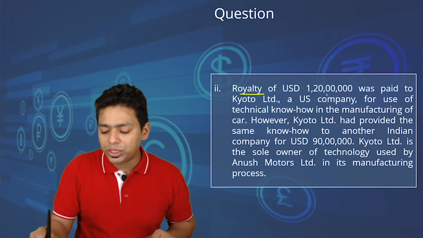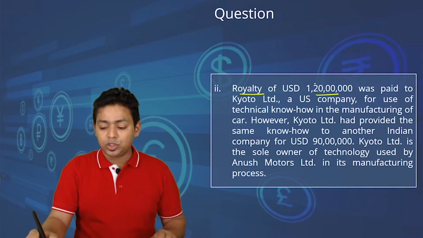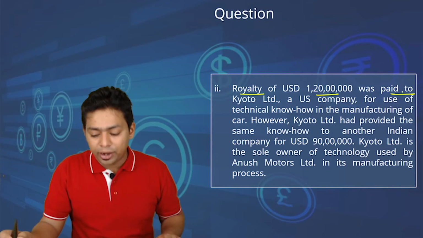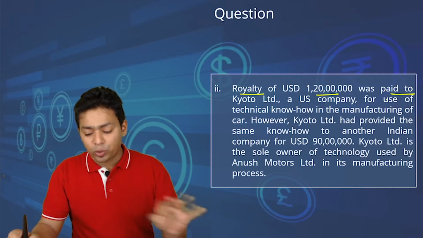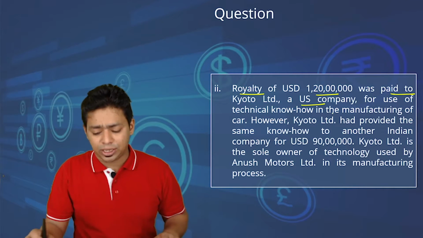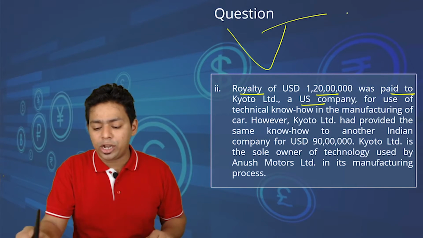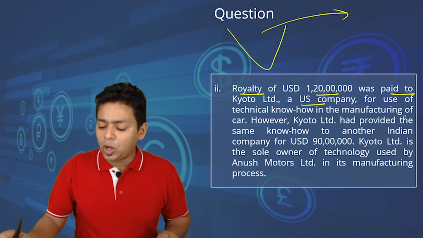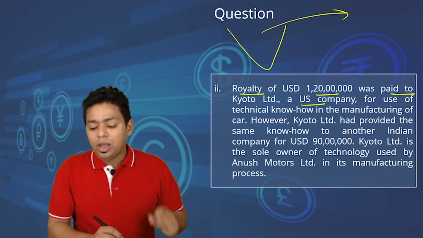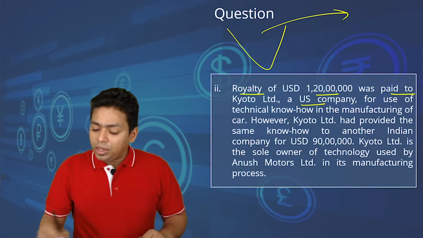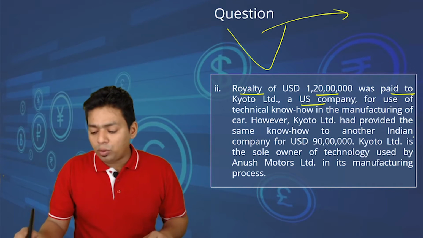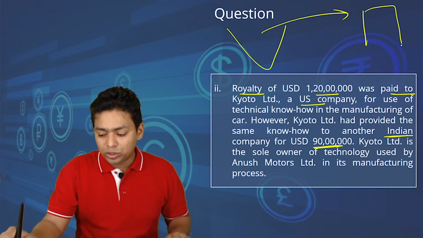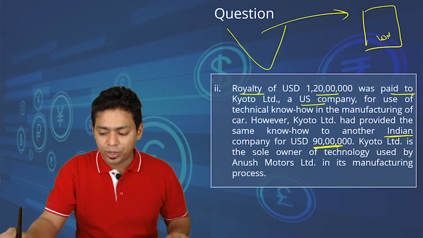Royalty of USD 1 crore 20 lakh. Now look at the royalty amount, such a huge royalty was paid to Kyoto Limited, a US based company. Again, India is making a royalty payment to Kyoto Limited for use of technical know-how in manufacturing cars. However, Kyoto Limited had provided the same know-how to another Indian company at USD 90 lakh. So please understand, this is a foreign based company, USA based company.